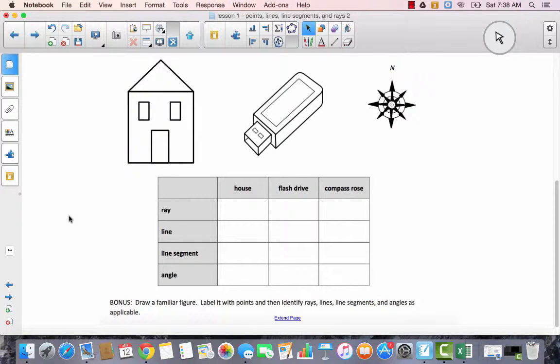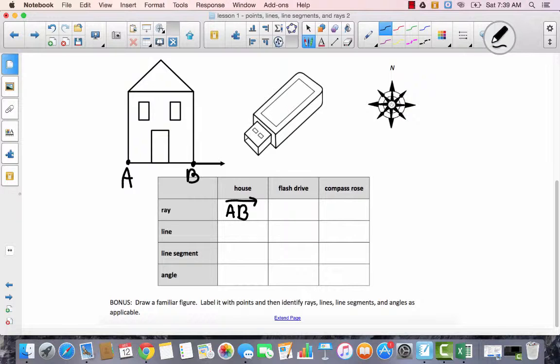Okay, so it says I'm going to find a ray on the house. Now, obviously there's no arrows, so I have to extend the line segment to make an arrow. There are lots and lots of line segments, so I'm just going to pick one line segment and extend it out like this, and then I'm going to label points. I'm going to call this A, and then I'm going to call this B. So on the house I have ray AB.